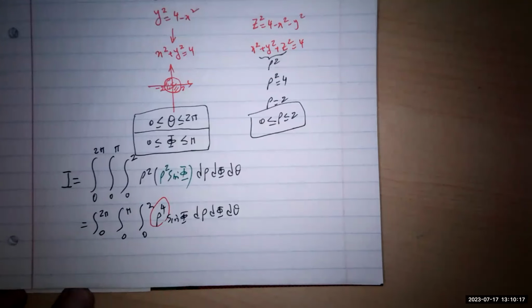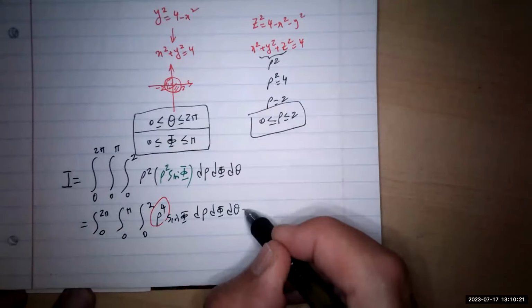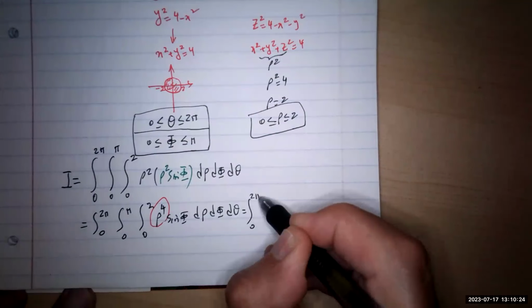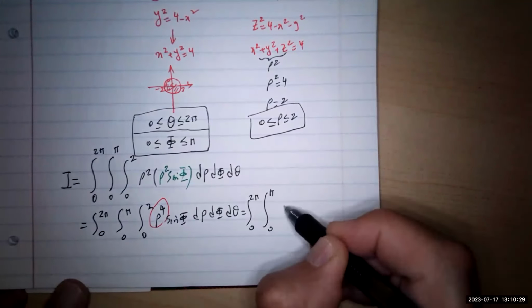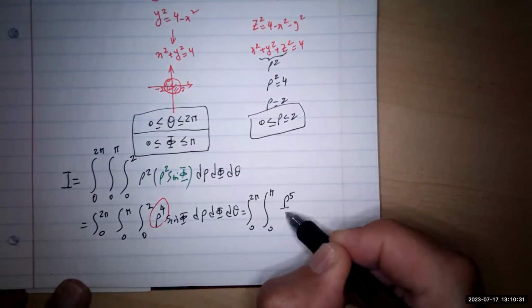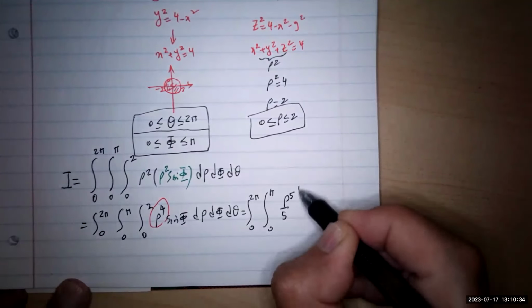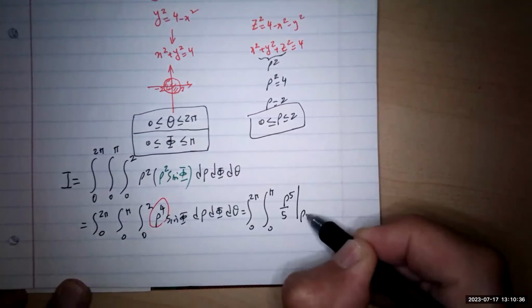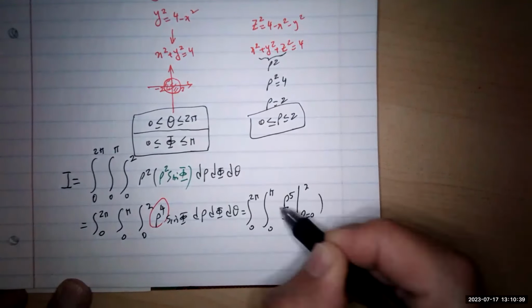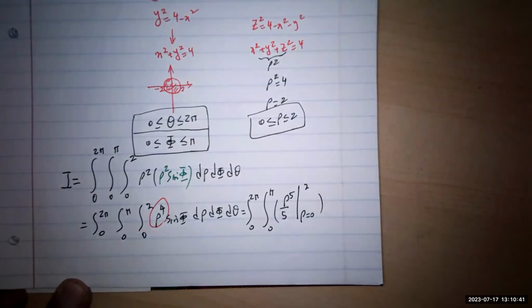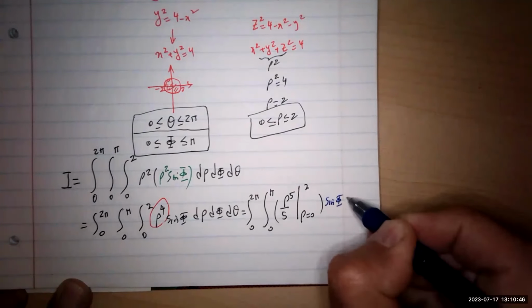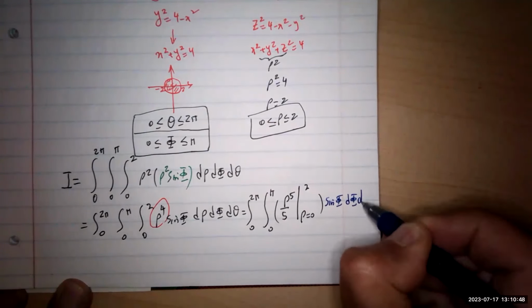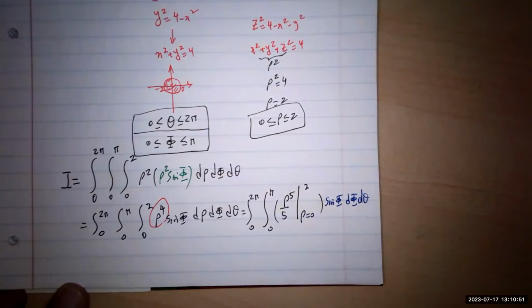So that would be root to the 5th over 5. Okay, so it's equal to the integral 0 to 2 pi, 0 to pi, root to the 5th over 5, and the rho going from 0 to 2. And when you're done, you do the extra part, which is going to be the sine of phi, d phi, d theta.